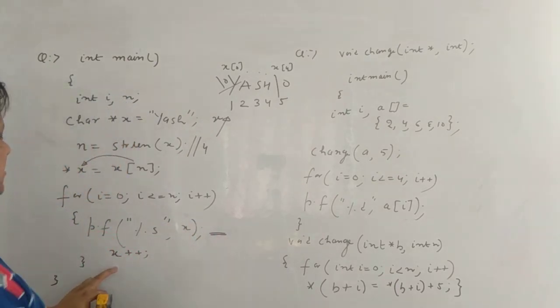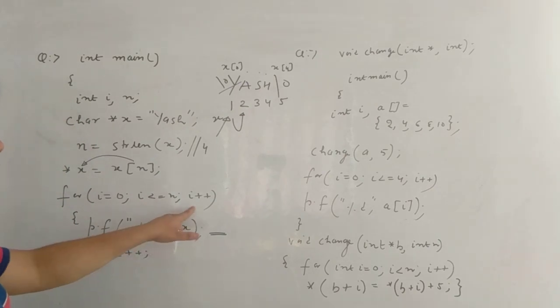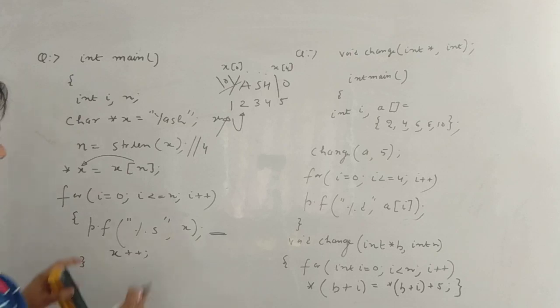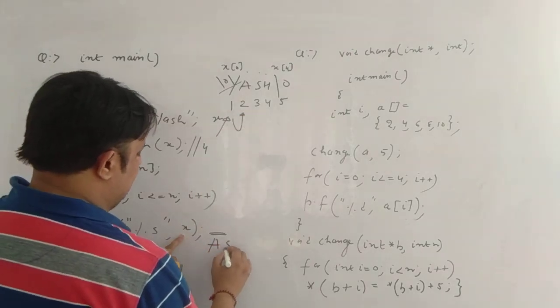Now x++, now x moves to what? Address number 2. So now i, the value of i becomes 1. So 1 less than or equal to 4, your condition is true. Now again you will print x. So x is pointing at 2, so it will print ash, right?